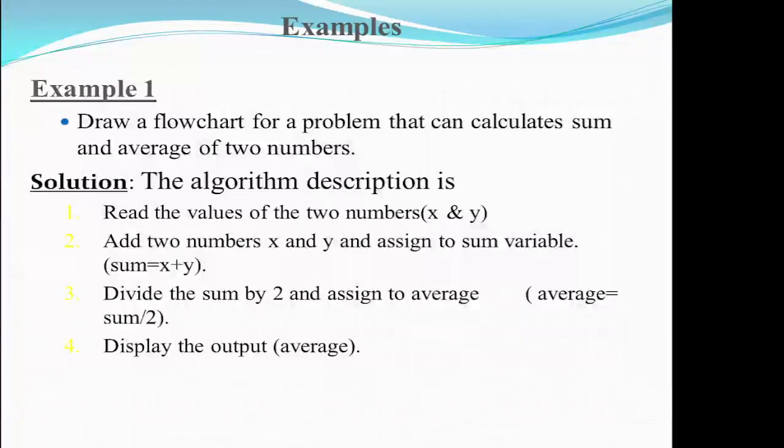Then you have to divide sum by 2 to get the average, and assign the result to something called average or D or B, like that. You can write anything. Here I take the example, average is equals to sum over 2, then display the output. Display the average and the sum if it is necessary. Okay, let us draw the flowchart.